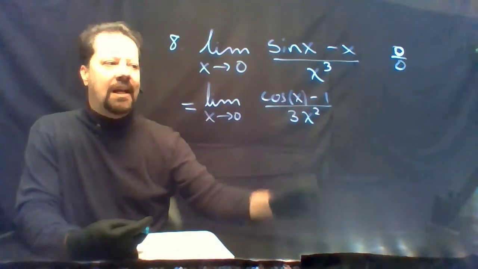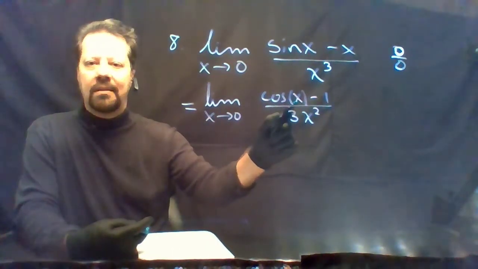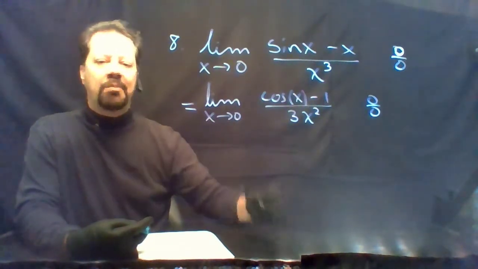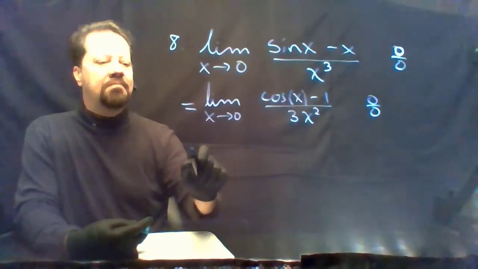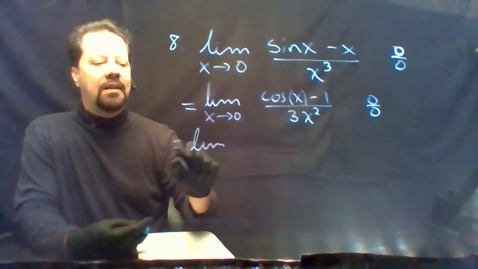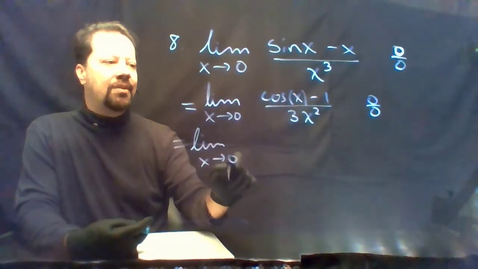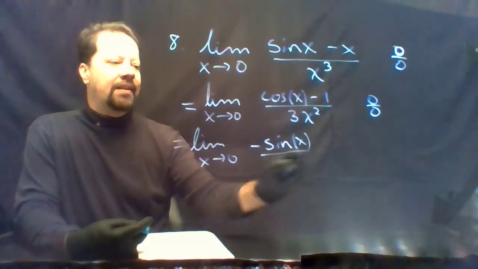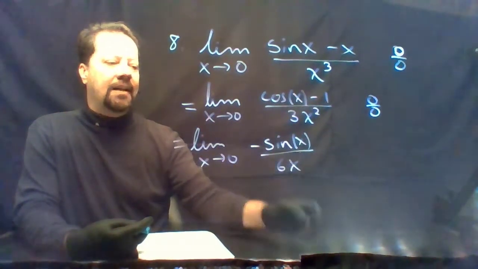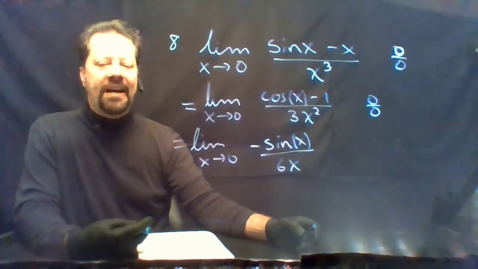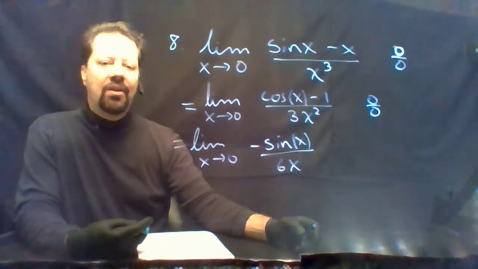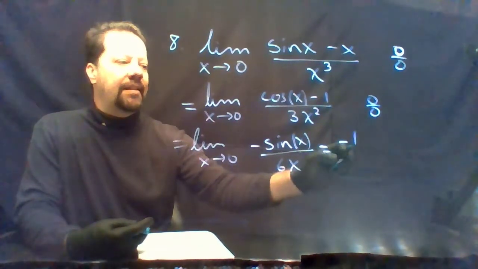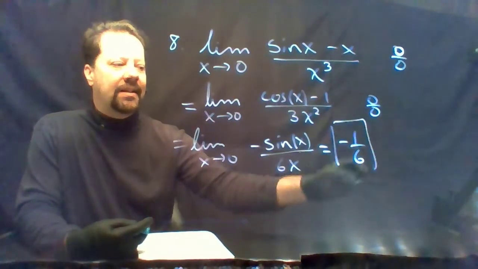Evaluating at 0 again, cosine of 0 is 1, we get 0 over 0 again, so we apply L'Hopital's rule a second time. I'm writing the limit as x goes to 0 of negative sine of x over 6x. Now, you may either apply L'Hopital's rule again, or use the fact that sine x over x goes to 1 to declare that the answer is negative 1/6.